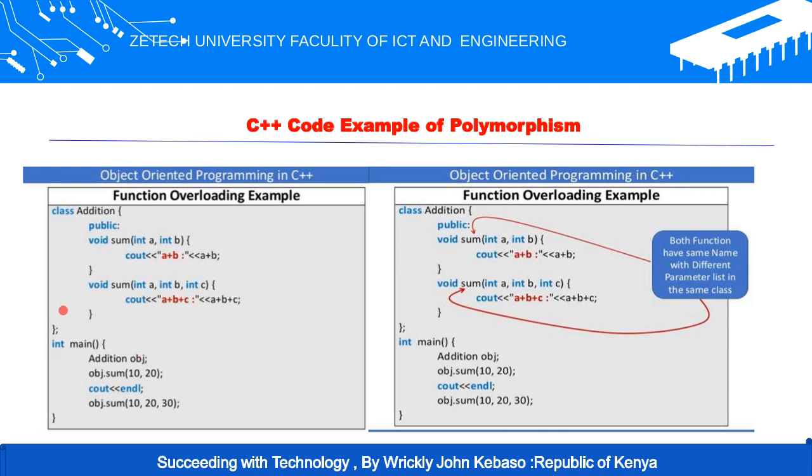Then we link it to the sum function in the addition class by saying object.sum. In this case we give two values, 10 and 20. We close. Then we place some space with cout and endl, which is like pressing the enter key on the keyboard. Then again, we use the same object of the same class, and we give it three parameters.